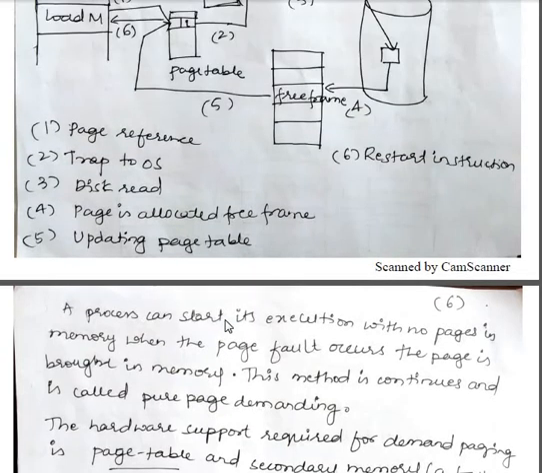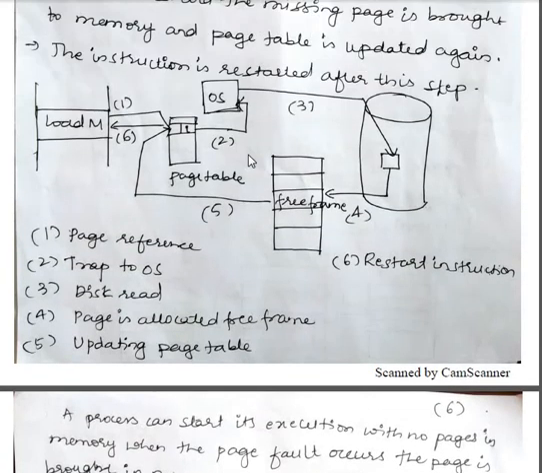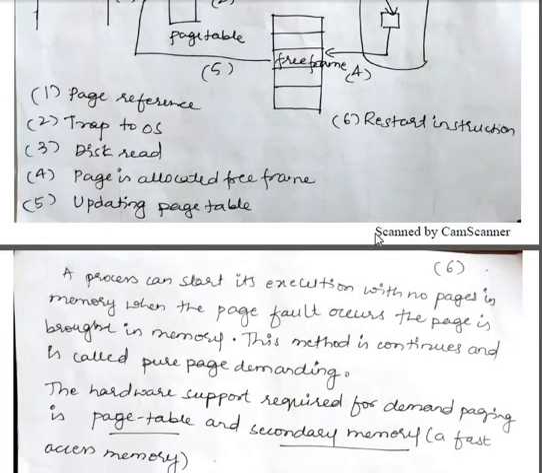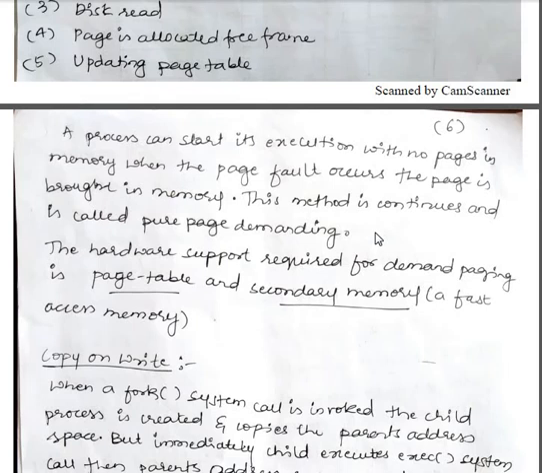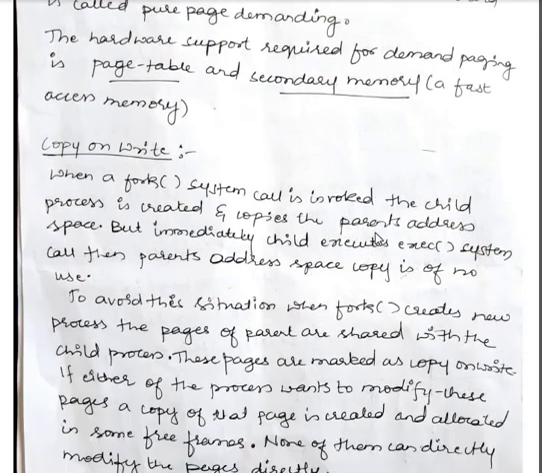Then what is the hardware support which is required for this page fault mechanism? It is just a page table and a backing store, or the secondary disk, from which the data will be taken and loaded into the memory. These two are already present with us. We have studied them in the paging techniques. So the next concept we will be studying is copy on write.